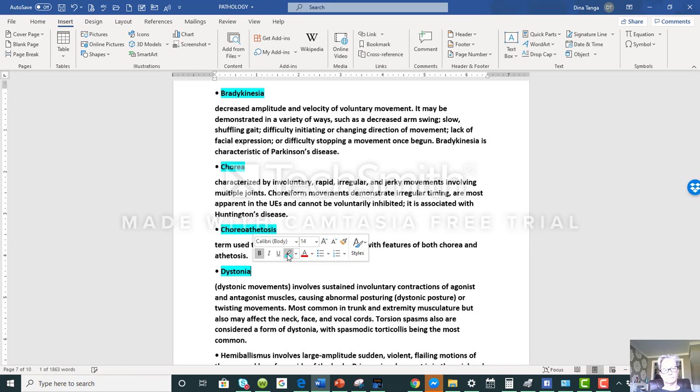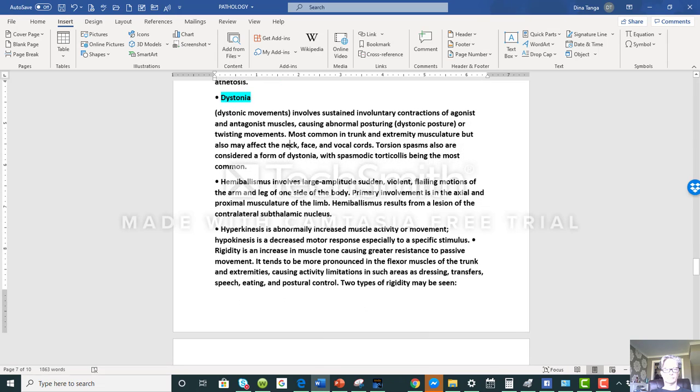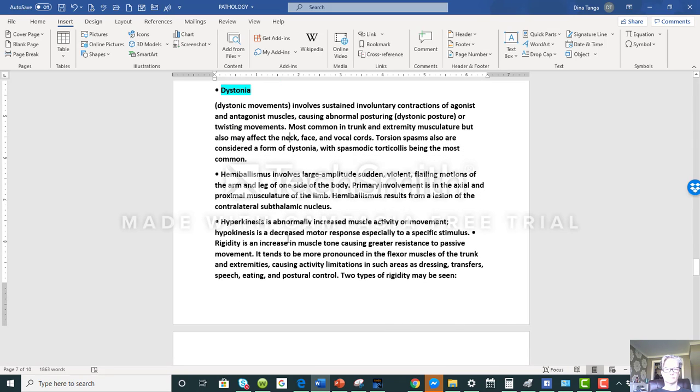Dystonia, or dystonic movements, involves sustained involuntary contractions of agonist and antagonist muscles, causing abnormal posturing, dystonic posture, or twisting movements. Most common in trunk and extremity musculature, but also may affect the neck, face, and vocal cords. Torsion spasms also are considered a form of dystonia, with spasmodic torticollis being the most common.